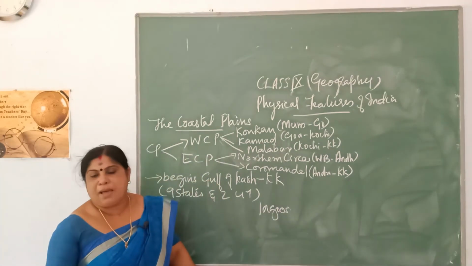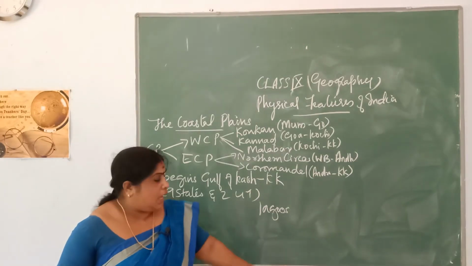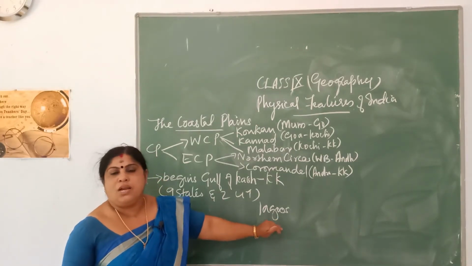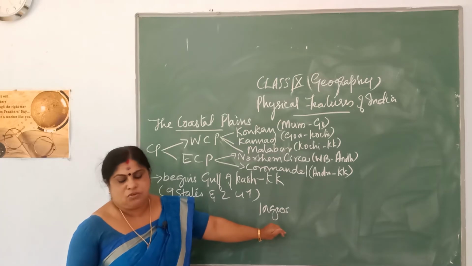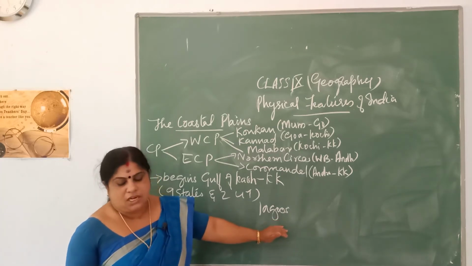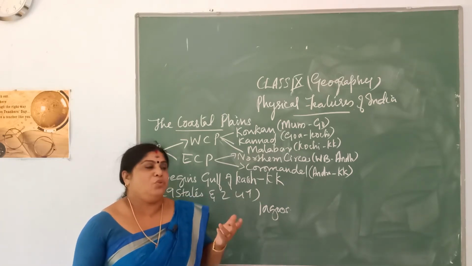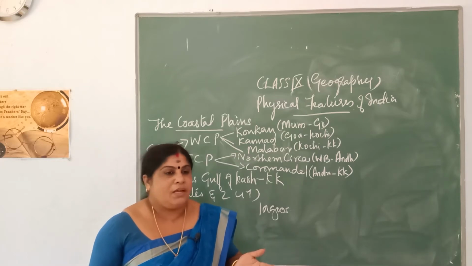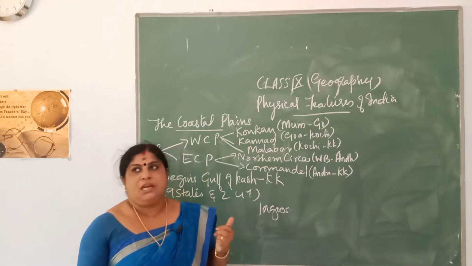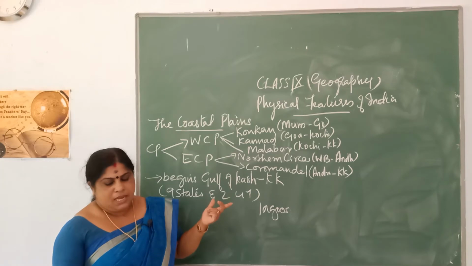Lagoons means the backwaters which you see. These lagoons are very small, very shallow lakes. And the climatic condition here is warm and moist climate. Heavy rainfall is usually found from June to September, and the rivers that you see here include Narmada, Tapti, etc.